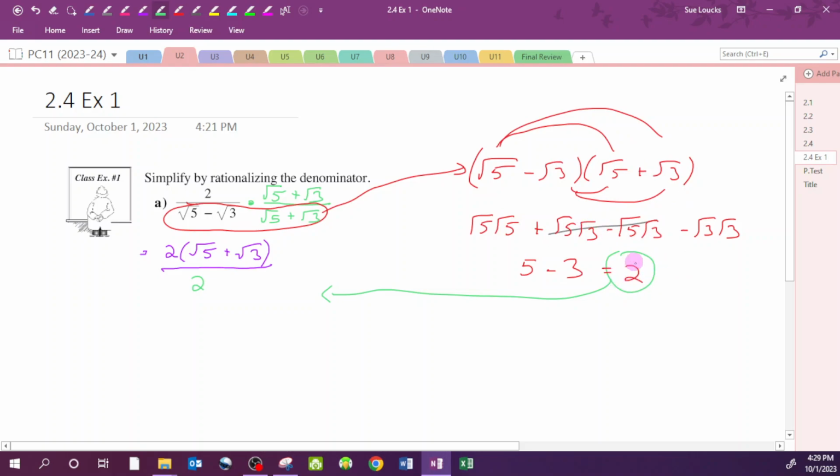I know that that's just a piece of what I actually have going on back on the left side. So I'm going to take it back over and put it back into the whole thing, and then I can look at the whole thing again. And now when I look at this, I can see that I can cancel these 2's, and my answer is just the square root of 5 plus the square root of 3. And that's my answer for number 1. Okay.